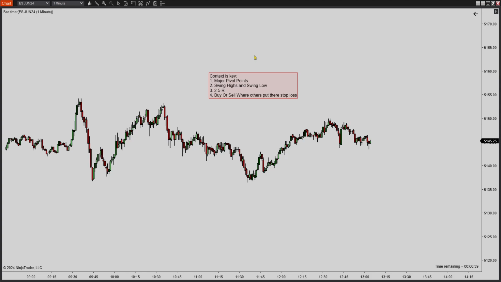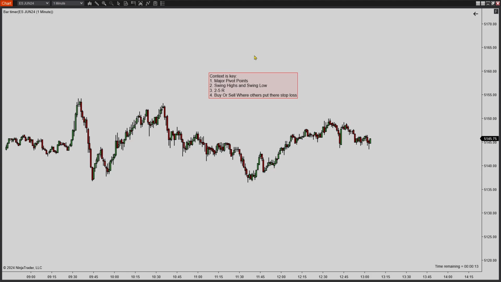Today's going to be a little bit of a different video. We're going to be going over a scalping strategy. Now this can be used on all time frames and all instruments. Today's example is going to be on the ES futures, but again, don't be afraid to trade it on stocks, futures, NASDAQ, oil, soybeans, corn, whatever. It's based on price action, swing highs, swing lows, and major pivot points.